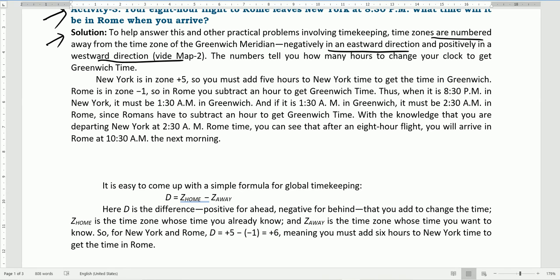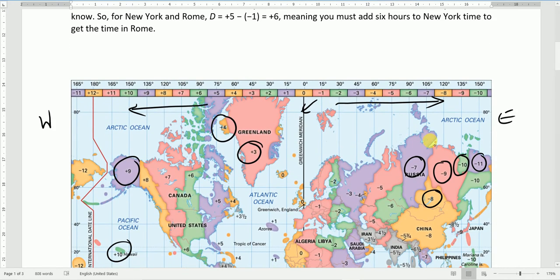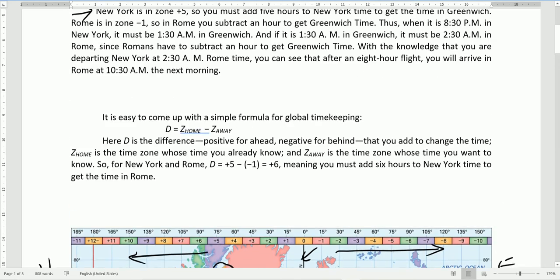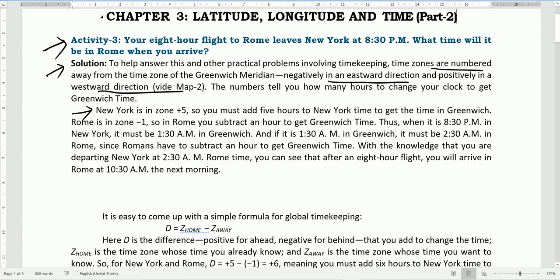So for New York, New York is in zone 5. It is here. So New York is in zone 5, that is +5. And so you must add 5 hours to New York time to get the time in Greenwich. So to get the time in Greenwich, we have to add 5 hours to the New York time.